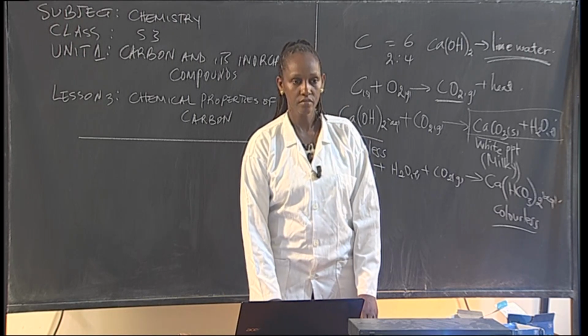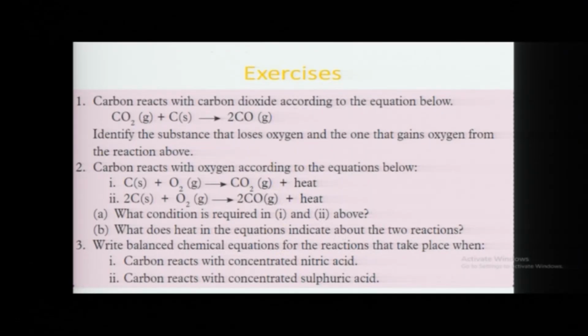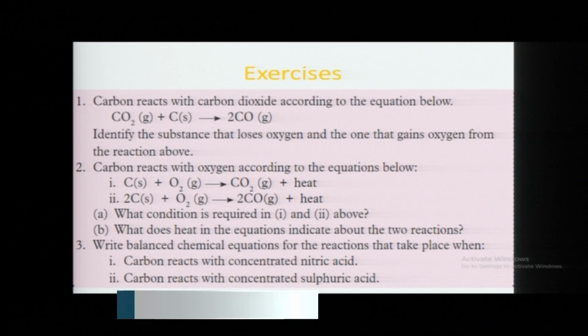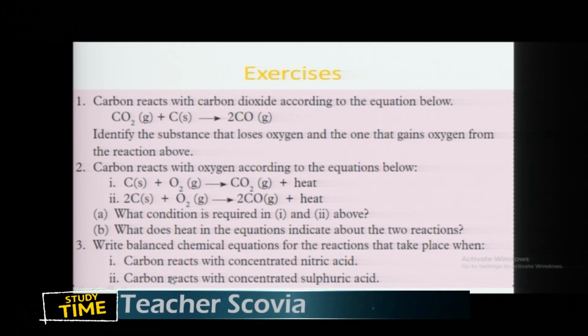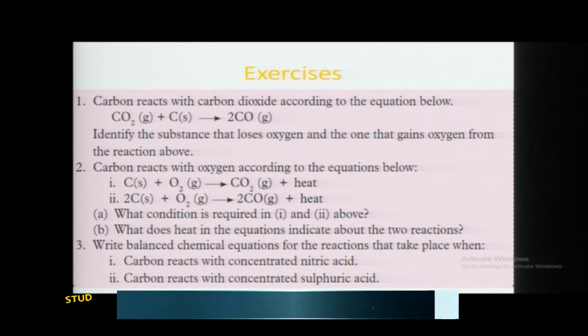Roman 1: carbon reacts with concentrated nitric acid. So write a well-balanced chemical equation where carbon reacts with concentrated nitric acid, as we have learned in our lesson. Lastly, you will write a well-balanced chemical equation between carbon and concentrated sulfuric acid. So those are the three small questions that you need to work on in your free time.